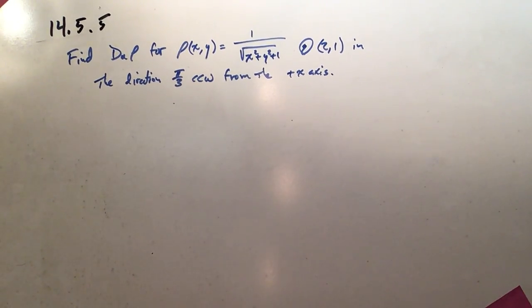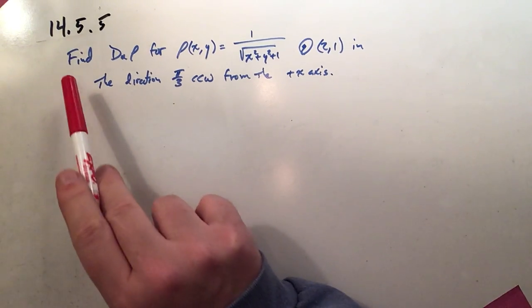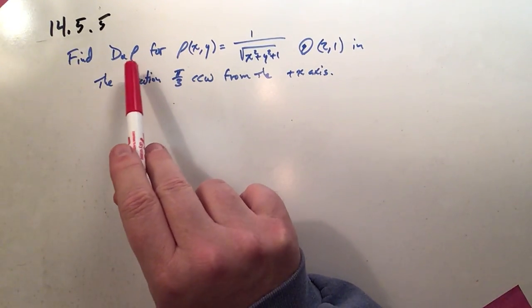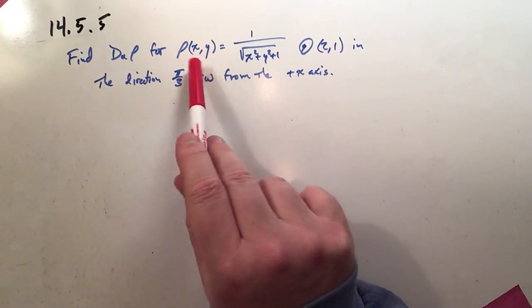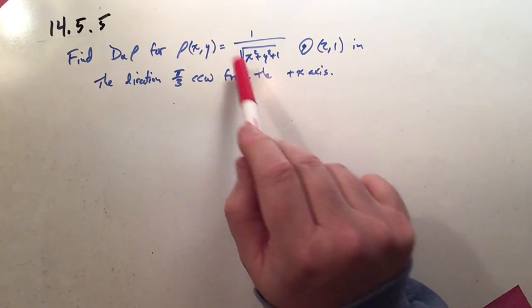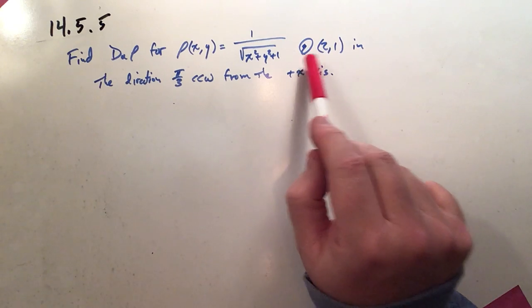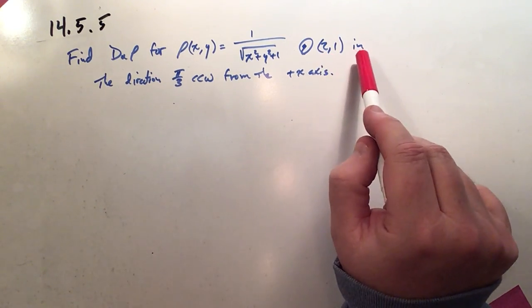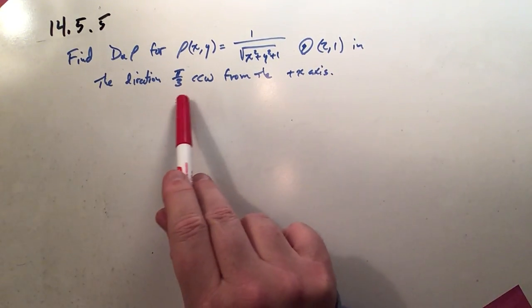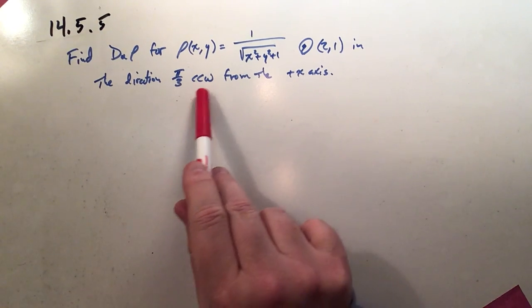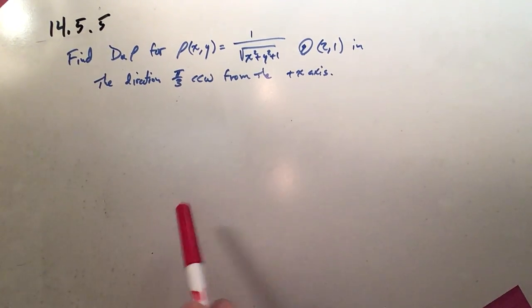Okay, this is 14.5.5, another directional derivative problem. In this case, we wanted the directional derivative of this density, and the density is provided by this function, 1 over the square root of x squared plus y squared plus 1. We want it at the location (2, 1), and we want it in a direction that runs along the angle pi over 3, counterclockwise from the positive x-axis.